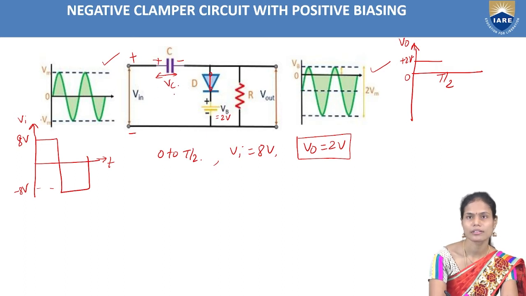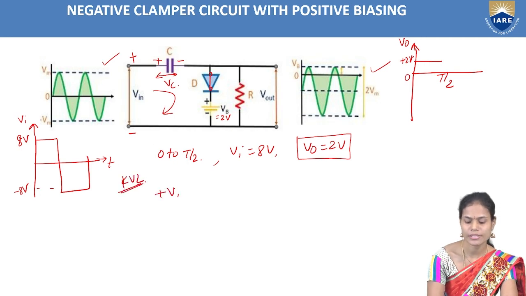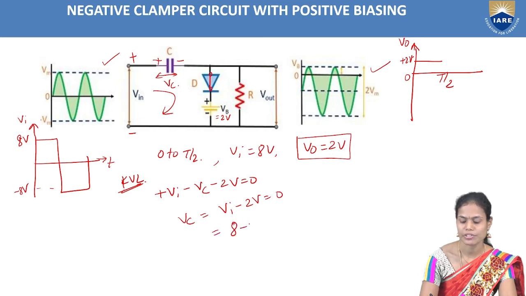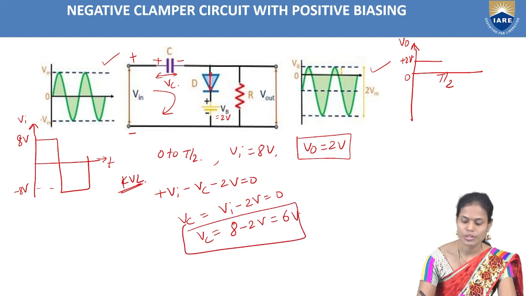To find this capacitor voltage, I am applying KVL in this loop. We get plus Vi minus Vc minus 2 volts equal to 0. So the capacitor voltage is equal to Vi minus 2 volts, that is 8 minus 2 volts, equal to 6 volts. So the capacitor voltage we got here is 6 volts.